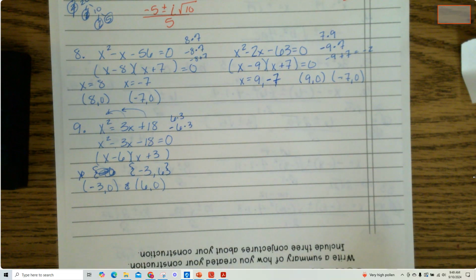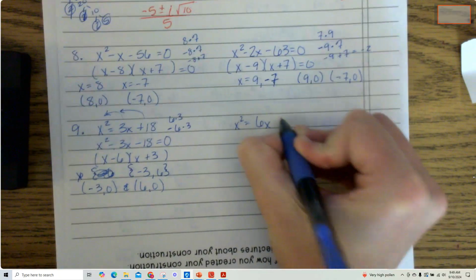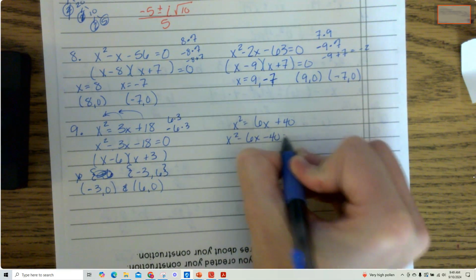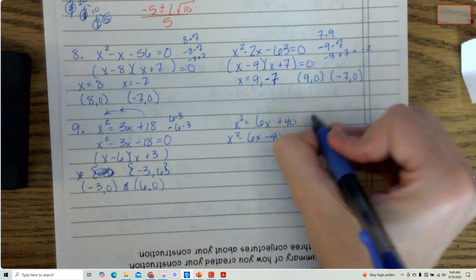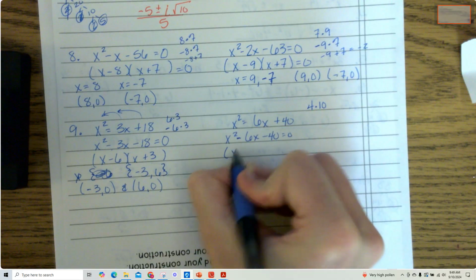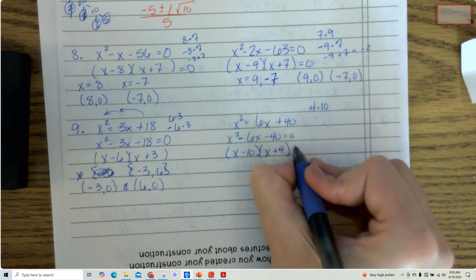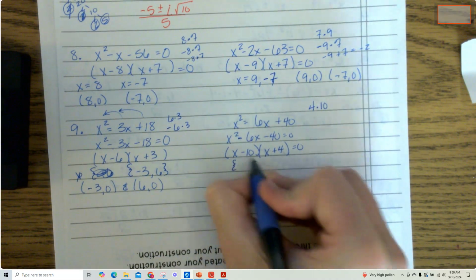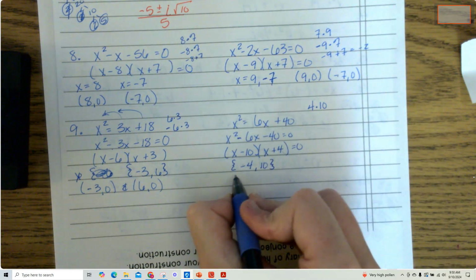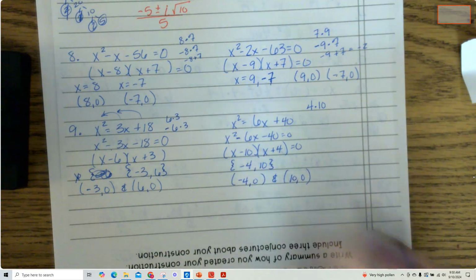Any different ones on that one? I have x squared equals 6x plus 40. So same thing. Everything's got to move. So 40 is 4 times 10. 10's got to be negative to get that negative 6. So x minus 10, x plus 4. So your solution set, the signs flip. So negative 4, comma positive 10. And then x-intercepts, negative 4, comma 0, and 10, comma 0.